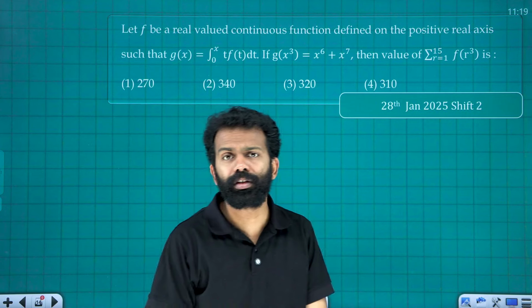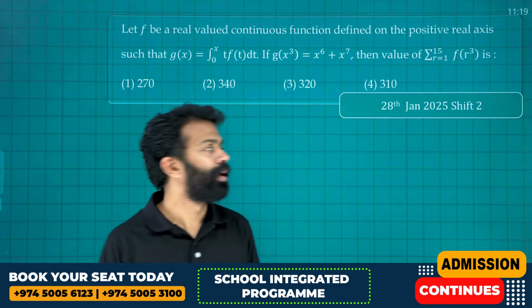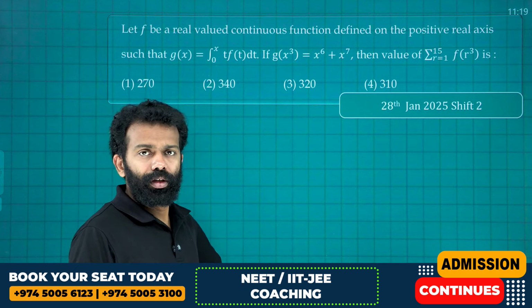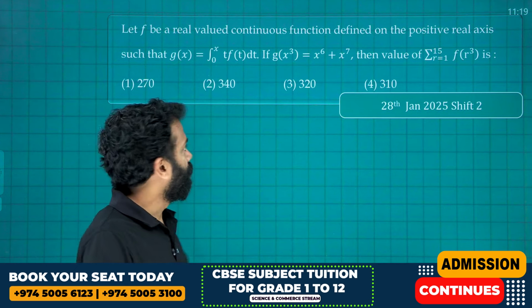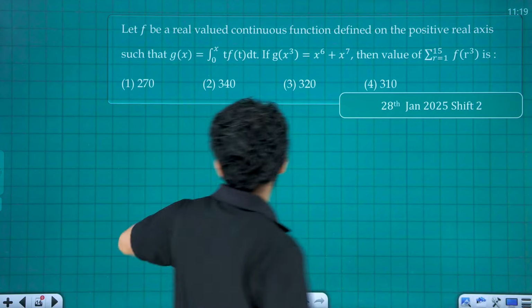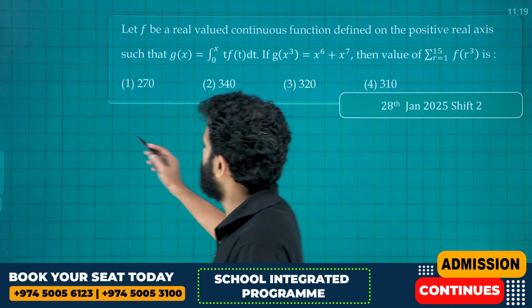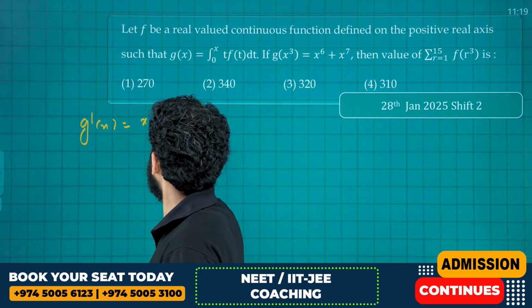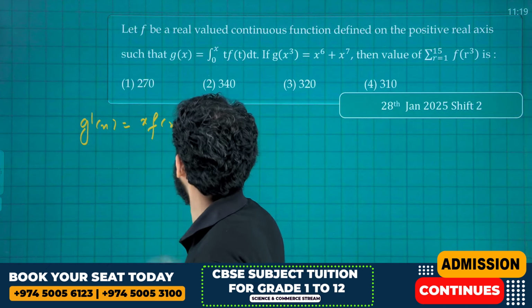A question like this was asked in 2024 as well, so be very careful with that one. How are you going to formulate this one? Leibniz rule for sure. But if you differentiate it directly, you will get g dash of x is equal to x into f of x, and we need to formulate it from that.